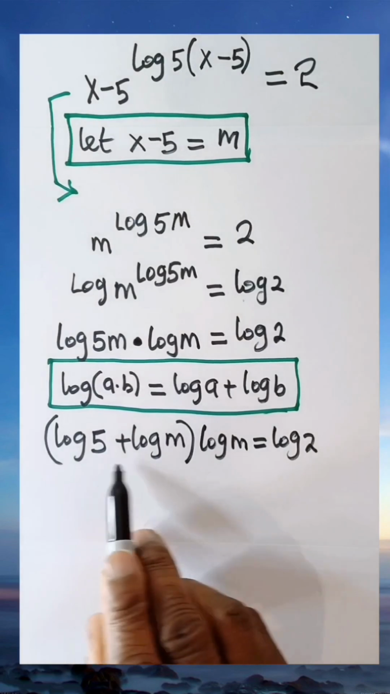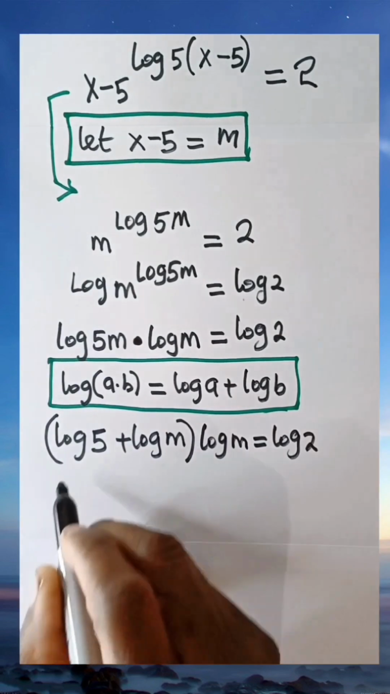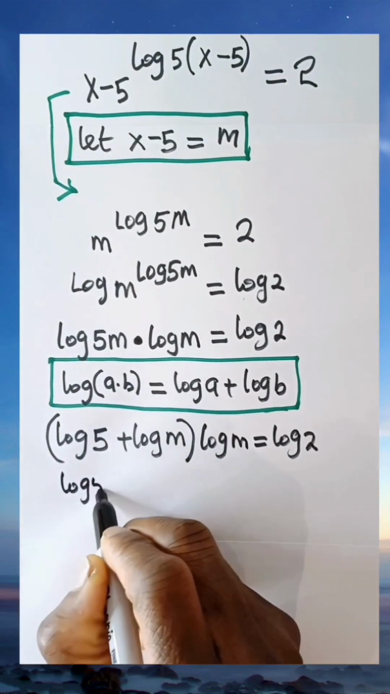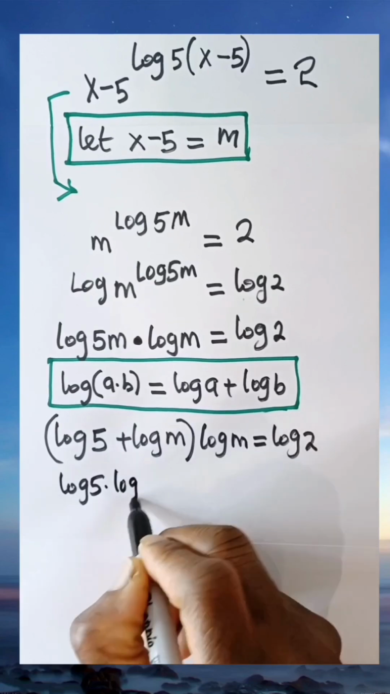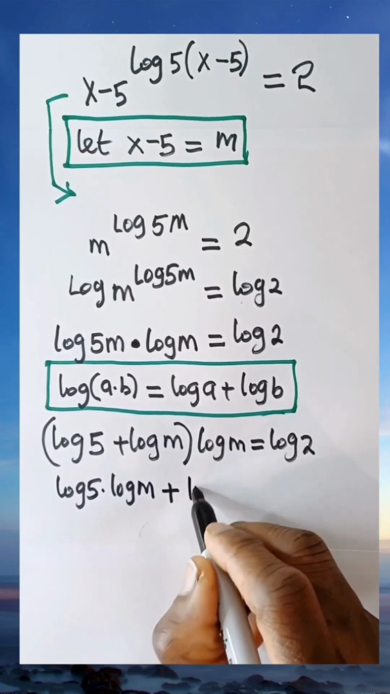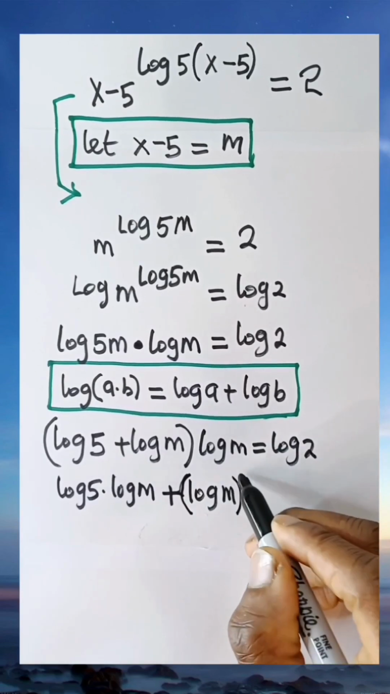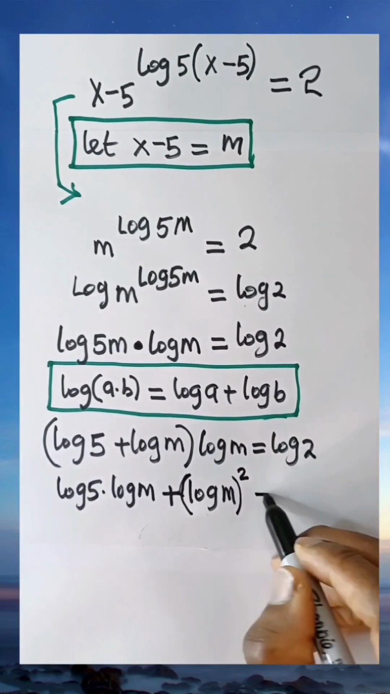Now, let us multiply what we have in the parentheses with log m. Log 5 times log m gives us log 5 times log m. Log m times log m will give us log m squared. And this is equal to log 2.